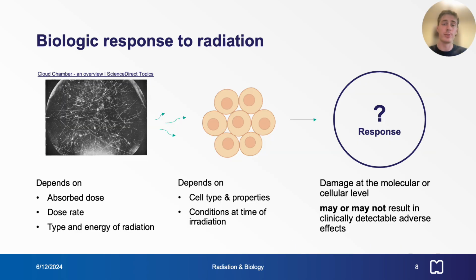The biological response to radiation will depend on many factors. In terms of radiation, it will depend on the absorbed dose, the dose rate, and the type and energy of radiation. But it will also depend on the cell type and properties and the condition at the time of irradiation. Now, this radiation will result in damage at the molecular or cellular level, but may or may not result in clinically detectable adverse effects.